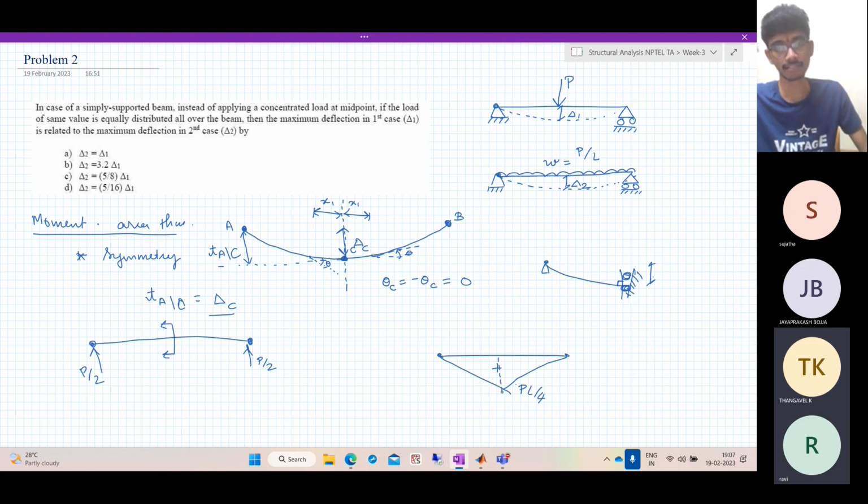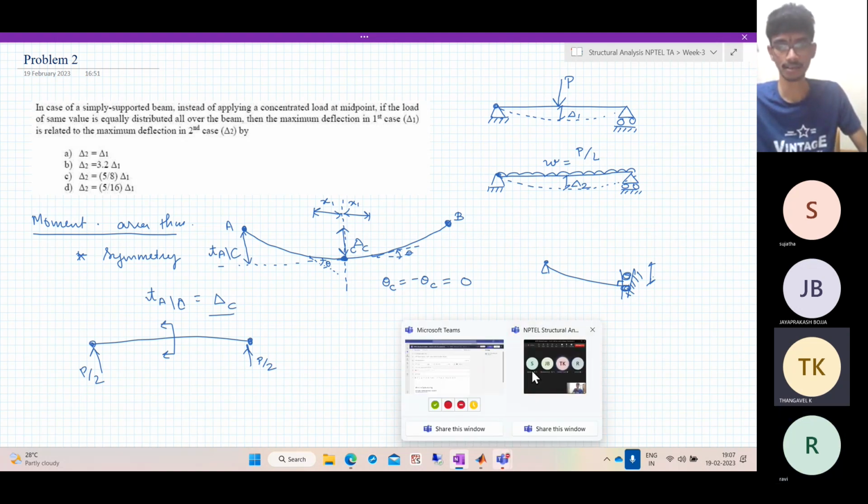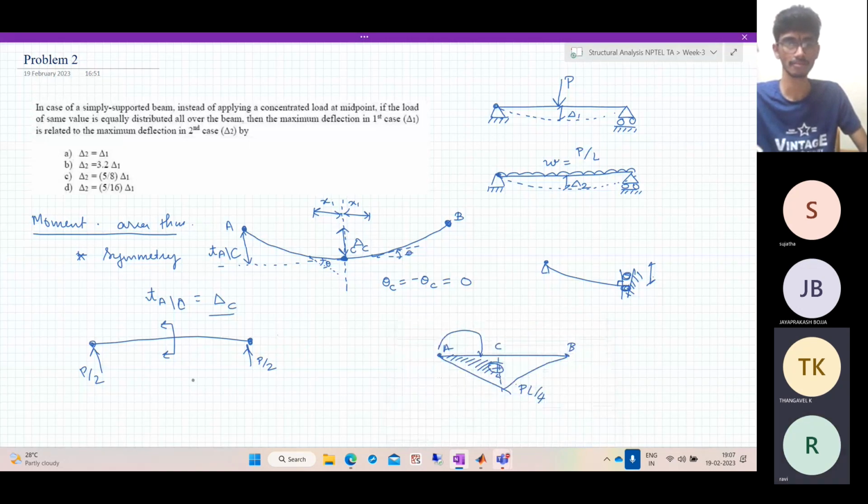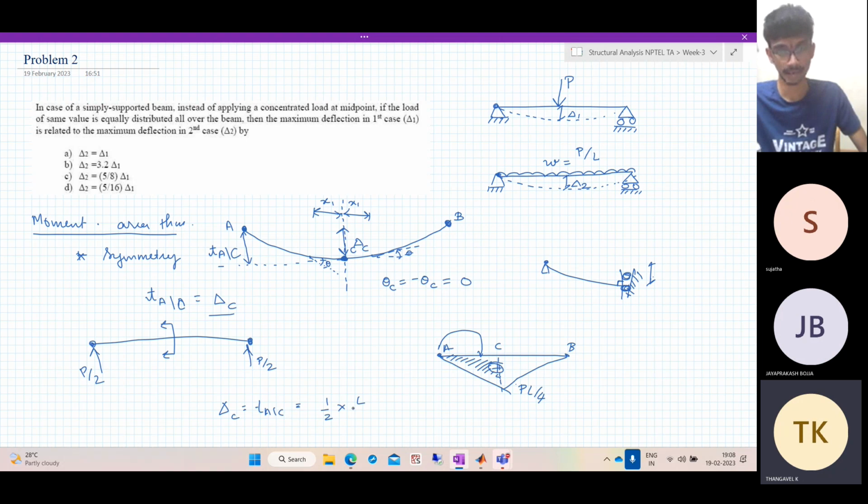Now what do we need? We need T of A with respect to C. This is the point A, this is the point C, this is the point B. So in this case, it is this region, the moment of this area about the point A. And this is positive, remember. So we get delta C is equal to T of A with respect to C, which is equal to, what is the area? Half into L by 2 into height PL by 4.